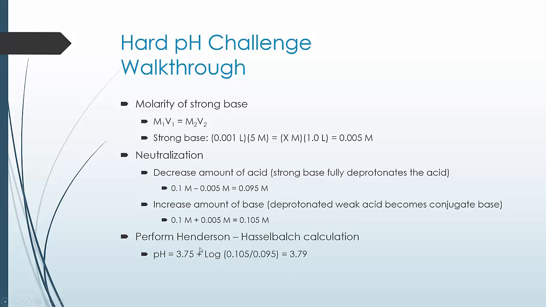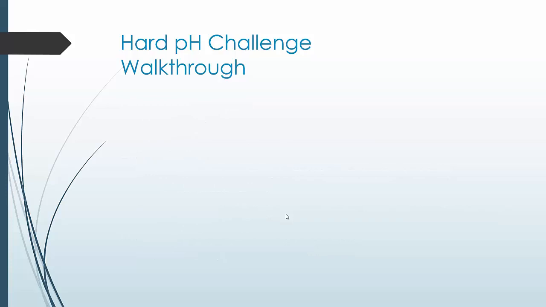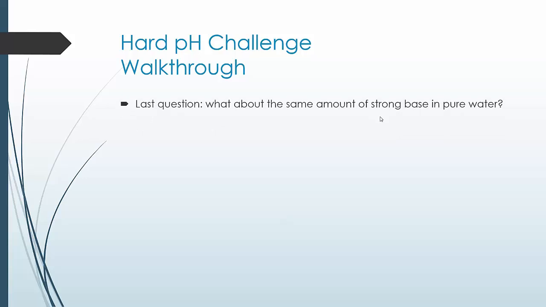So this system really did resist the presence of the strong base. But you might say, well, wait a minute. You already said there was 1 milliliter, which doesn't have any real impact on 1 liter. It's 1/1000th of a liter, so why would we expect the pH to change? This is why we have the third part of the question, which is to calculate the change from the same amount of strong base added to pure water. So our last question: what about the same amount of strong base in the same volume of pure water?